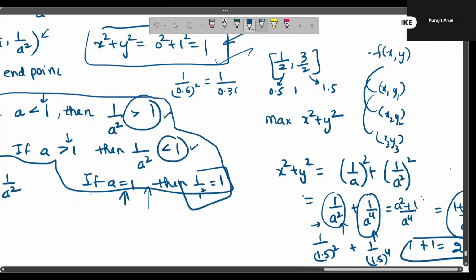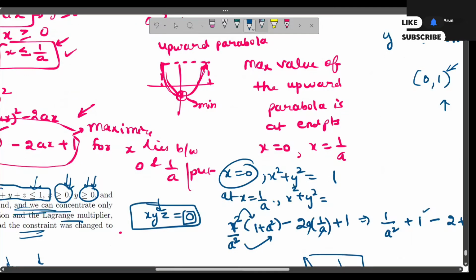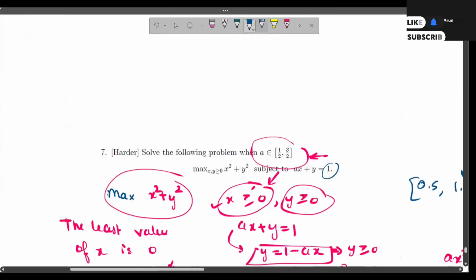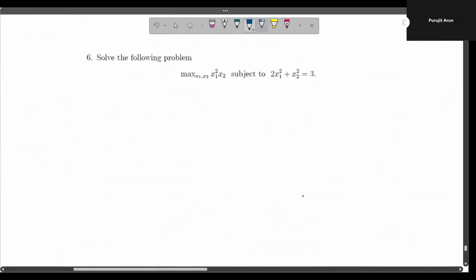So this was a bit on Lagrange, but this was a variant. Yeah, we didn't use Lagrange here.